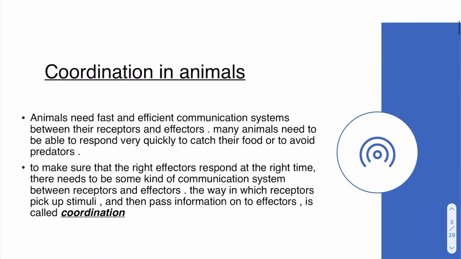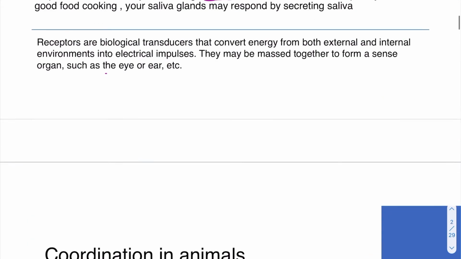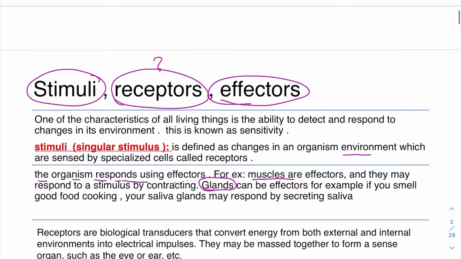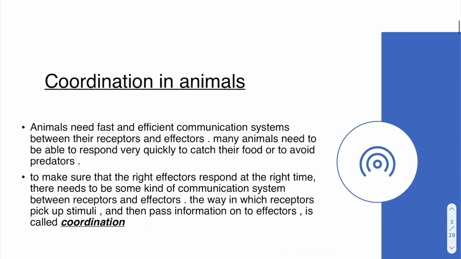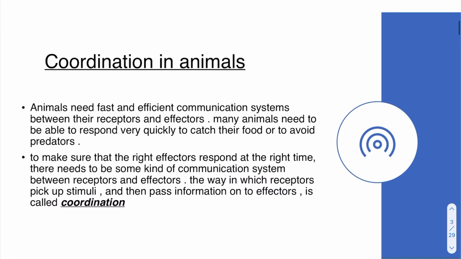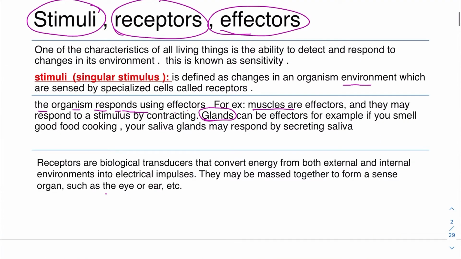Now, what is coordination? So we learned three important terms, but coordination means the system, the communication between these three parts. So an organism needs to have a very, very quick and fast communicative system between these three parts: stimuli, receptors, and effectors.